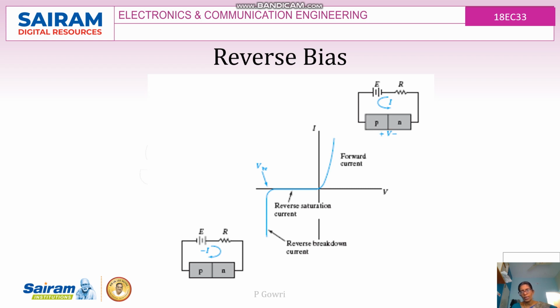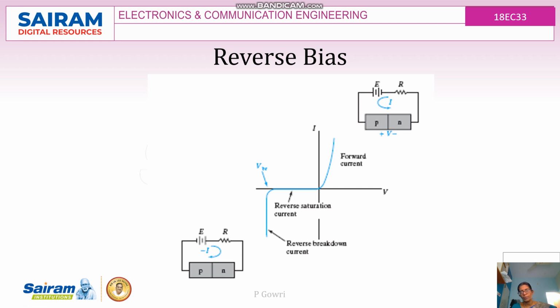When a diode is connected such that the positive terminal of the battery is connected to the P region and the negative terminal of the battery is connected to the N region, the diode is said to be forward biased. During the forward biased condition, there will be a current flow, and the current will be flowing from the P region to the N region.